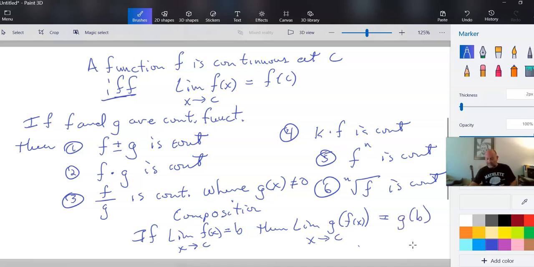So basically what this is saying is if you have a composition, if you have one that's not continuous, I shouldn't have done that. We don't know if f is continuous or not. All we know is that the limit exists at c. As long as the limit exists, you can just plug the limit into the outside function, is basically the idea here.